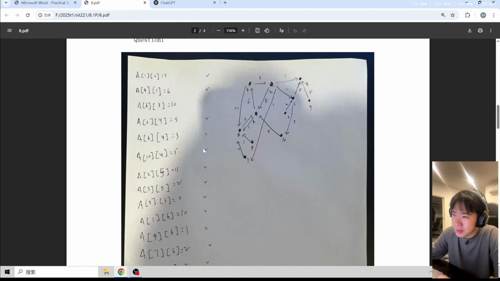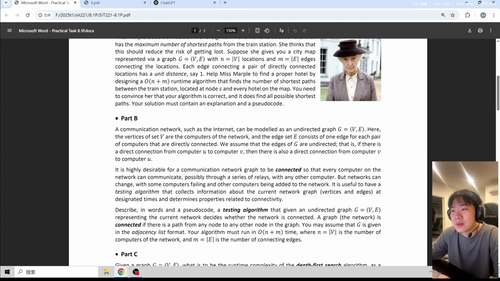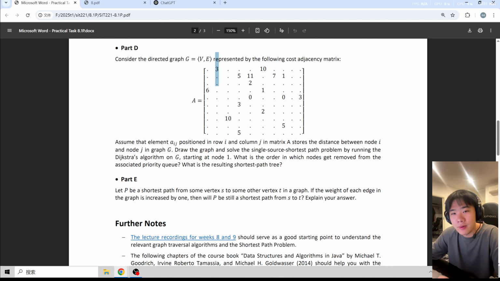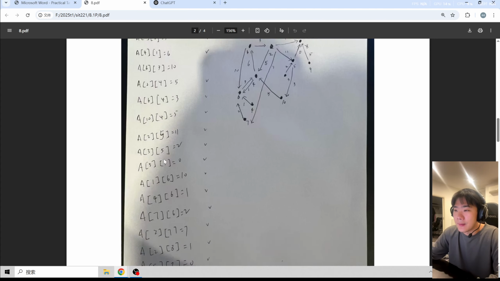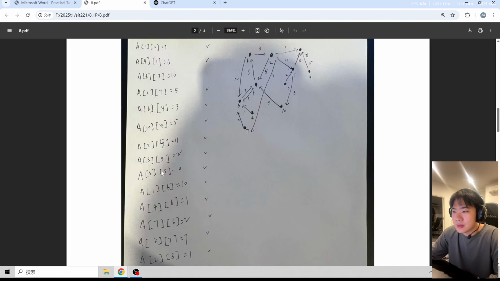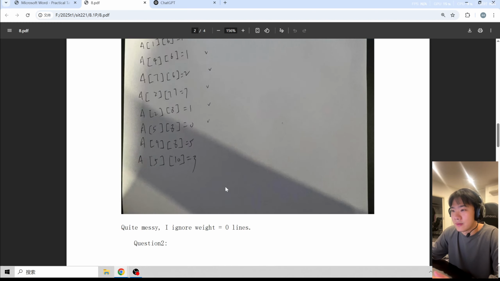And then it's about part B, going back to the question. Like for 3, it's in 1, 2. So that means from node 1 to node 2, the length is 3. So I drew the diagram like this. It's very messy, but here's node 1 and node 2. The weight from node 1 to node 2 is 3. And then here's the diagram. And as every node is represented in the question, I finished the diagram.